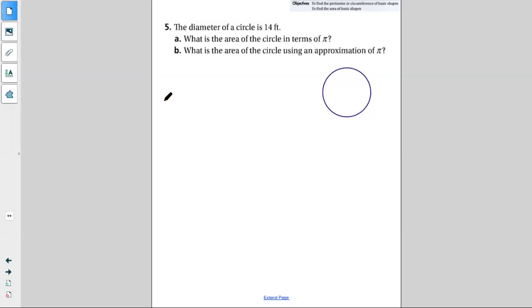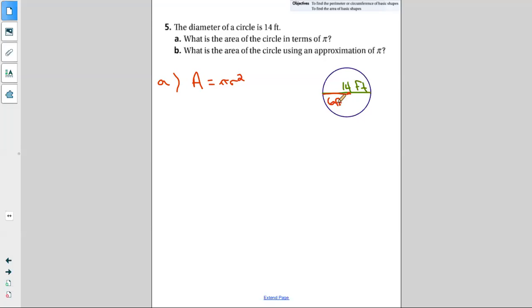Next example here is the diameter of a circle is 14 feet. So that's basically saying all the way across the circle is 14 feet. And then the first part of the question reads, what's the area of the circle? So the area formula is area equals pi times r squared, right? So if the diameter is 14 feet, then my radius, which measures from the center to an end, is going to be 7 feet, okay?